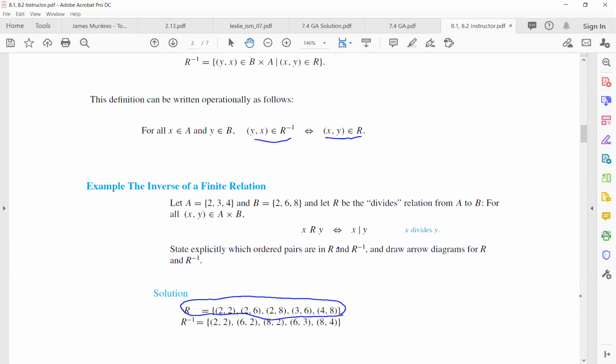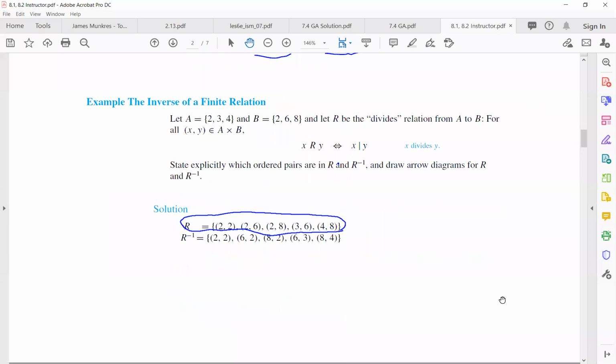Now that you have your R, you can form the inverse of R by switching X and Y. 2 and 2, 6 and 2, 8 and 2, 6 and 3, 8 and 4. Very well.